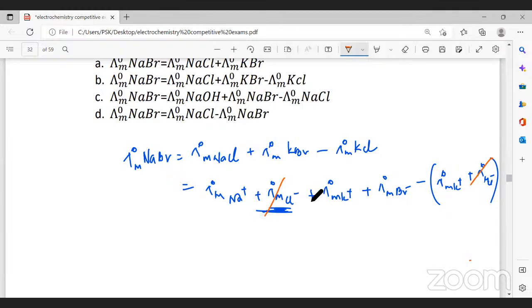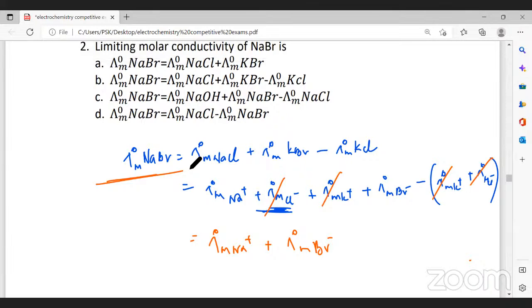And we have plus MK plus, and here you have minus MK plus. This also will get cancelled. What is left out? Lambda naught M of Na plus, and lambda naught M of Br minus. So that means you're getting the molar conductivity of what? Sodium bromide. So yes, this is for weak electrolytes.